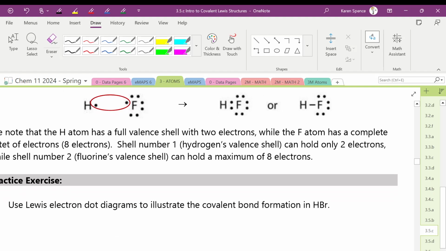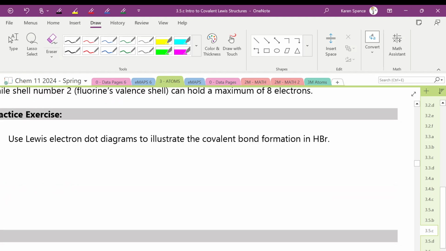I would like you guys to try drawing a covalent bond formation in HBr. Start with the atoms.